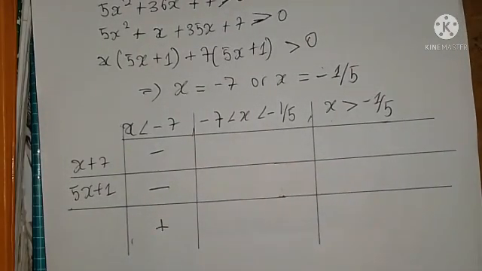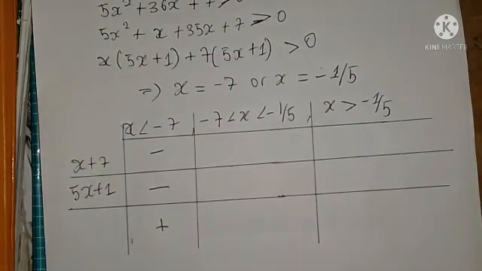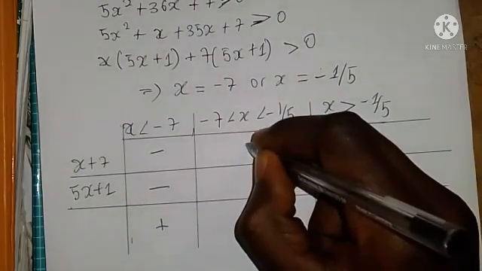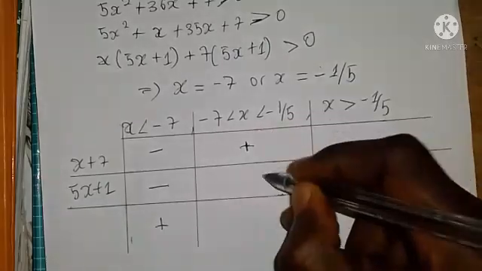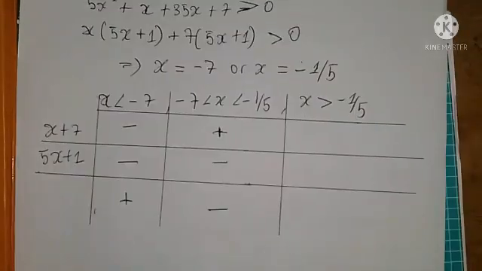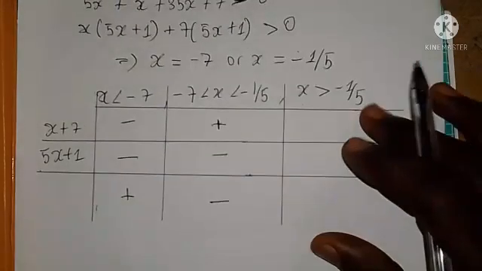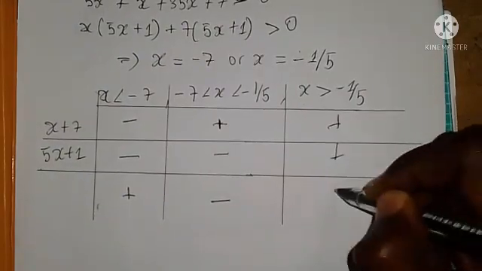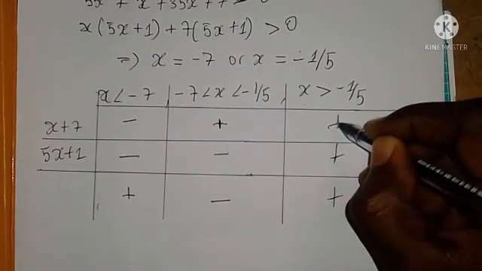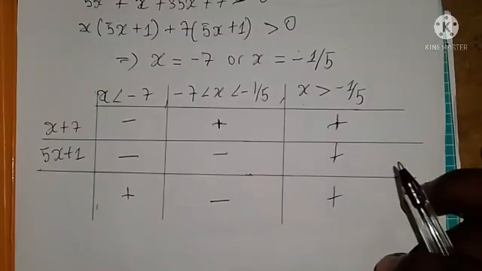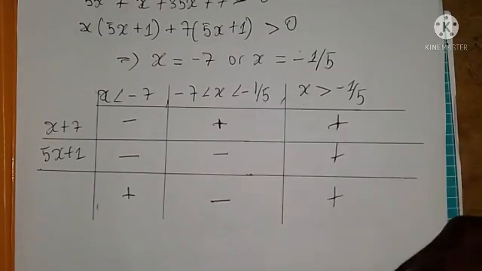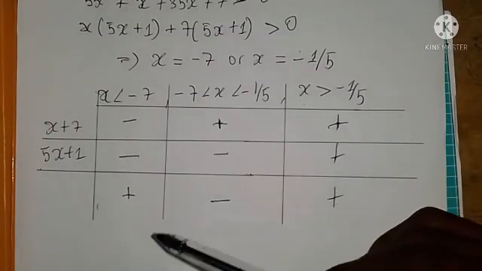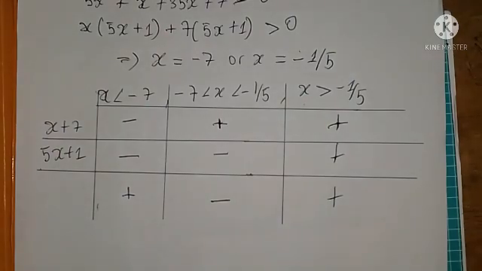Now between negative 7 and negative 1 over 5, we can have a value like negative 3. So for negative 3 here, we get a positive value. Here we get negative, negative. For a value greater than negative 1 over 5, let's work with a positive value. We can have a value like 2. Positive, positive, positive. If you have noticed, we always get positive, positive, positive on the last one, and we always get an interchange here and here. We get positive, negative, positive.